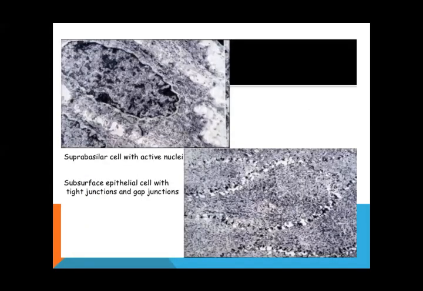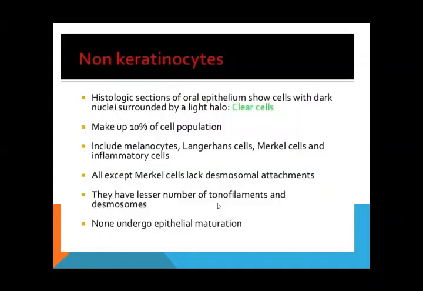Suprabasal cells with active nuclei, surface epithelial cells with tight junctions and gap junctions. In histological sections of oral epithelium, non-keratinocytes show cells with dark nuclei surrounded by light, hollow-looking cells. They make up 10% of the cell population and include melanocytes, Langerhans cells, Merkel cells, and inflammatory cells.